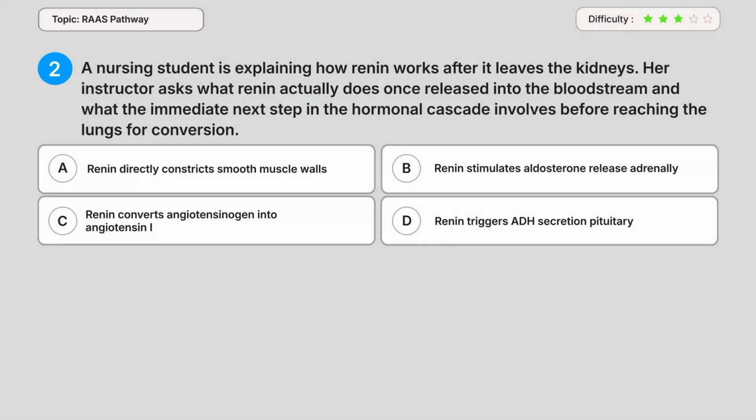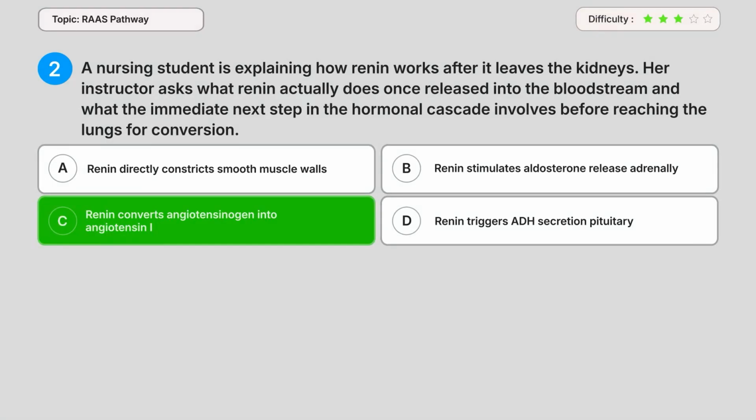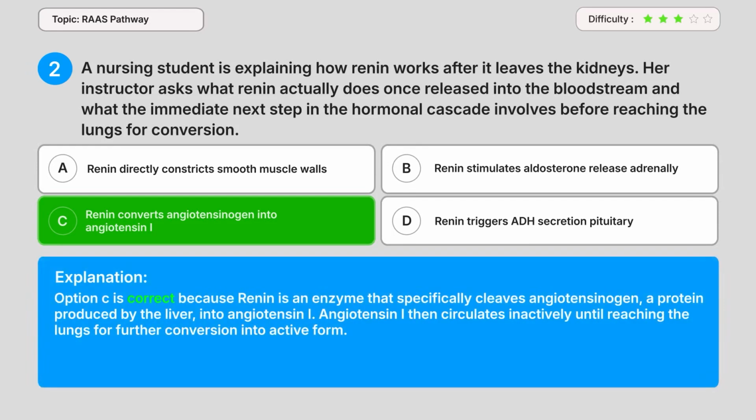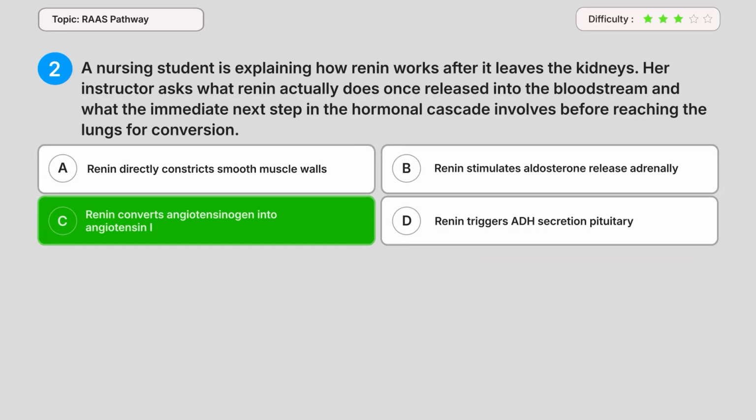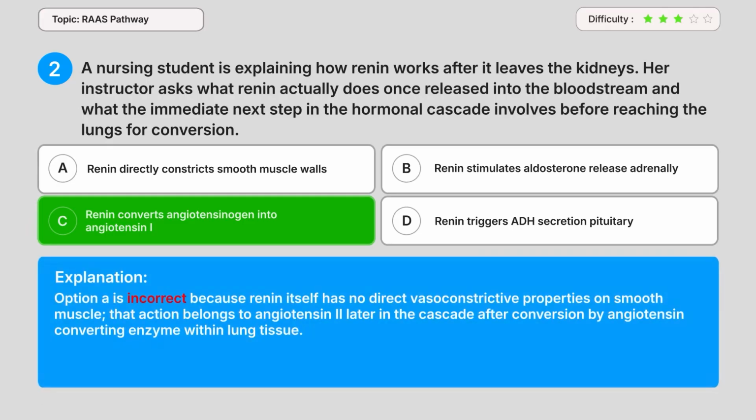Correct answer. C. Renin converts angiotensinogen into angiotensin first. Renin is an enzyme that specifically cleaves angiotensinogen, a protein produced by the liver, into angiotensin I. Angiotensin I then circulates inactively until reaching the lungs for further conversion into active form.